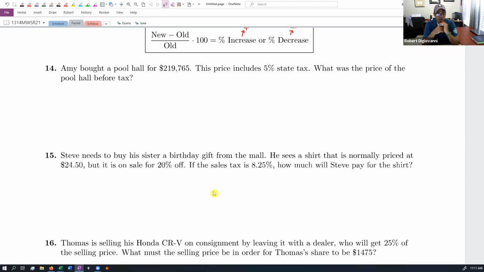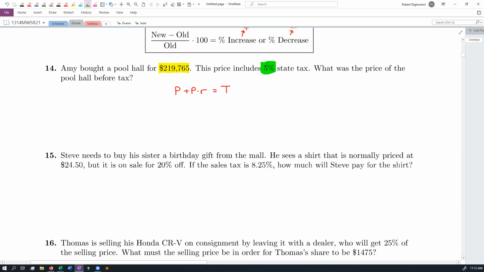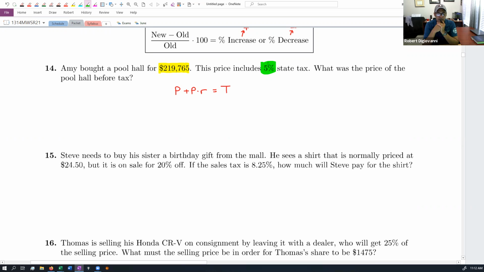Okay. So remember, Amy's going to pay the price plus the price times the tax rate, and that will equal her total. What are we given in this problem? What are the two numbers we're given? This in yellow and in green. So who wants to tell me what the yellow represents here? Is that the price she paid, or is that the tax rate, or is that the total that she paid?